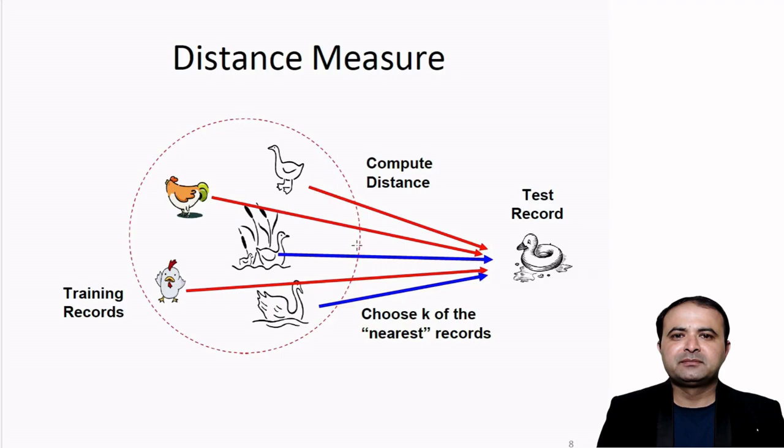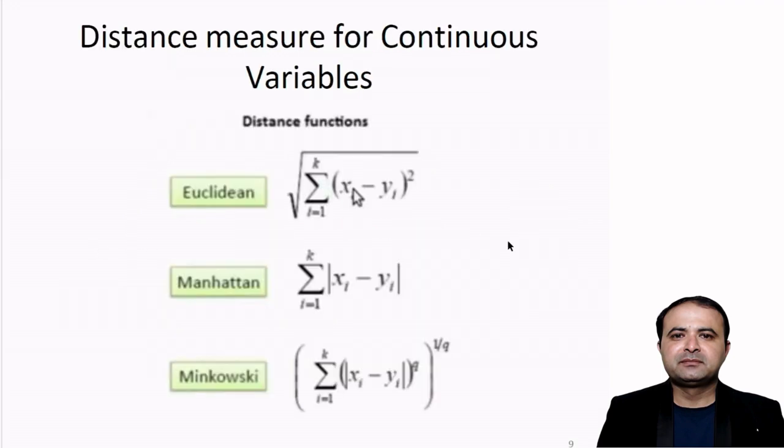The distance measure, the second example: we have so many values. Suddenly, I want to test one record, so it will calculate the distance to all of them. So when I'm working with K nearest neighbor, it works on distance basically. Distance measure for continuous variables.